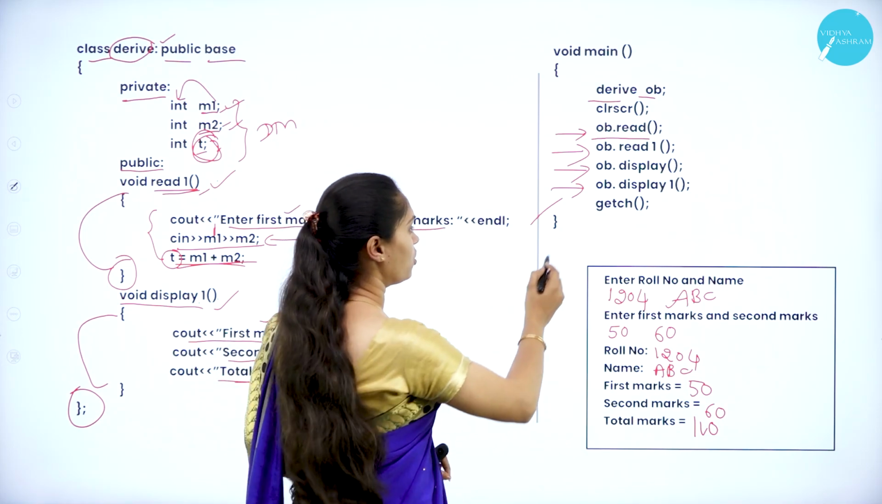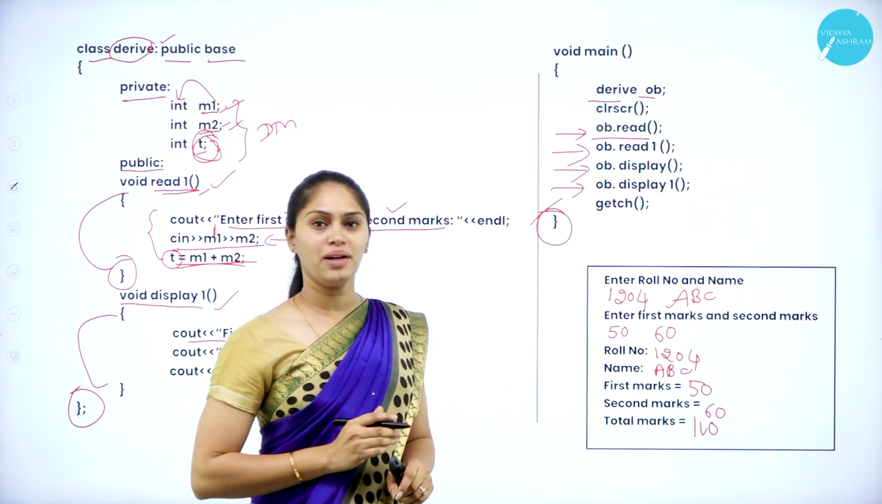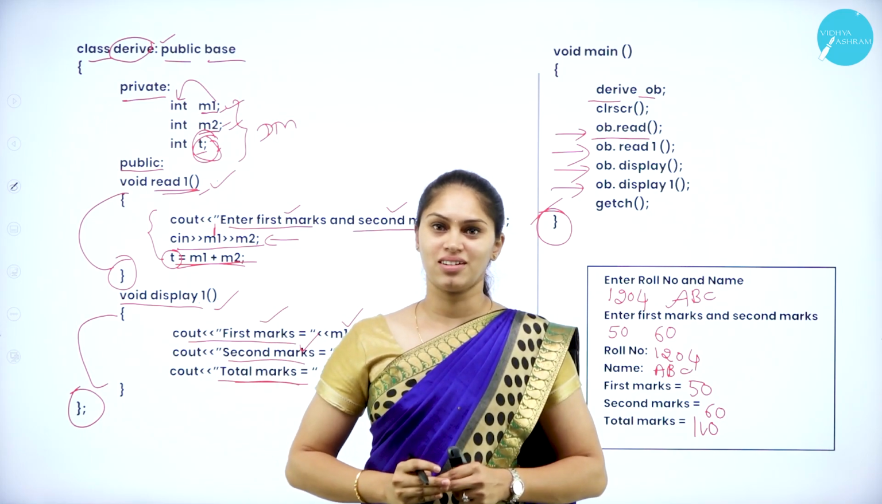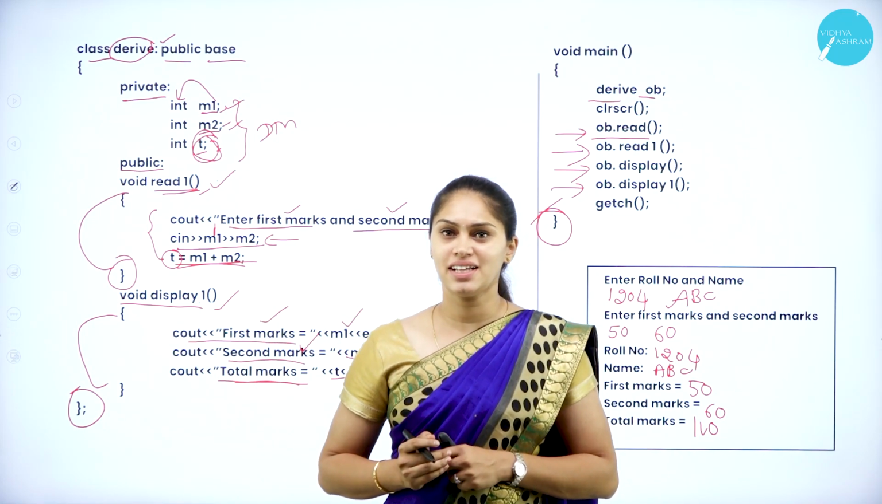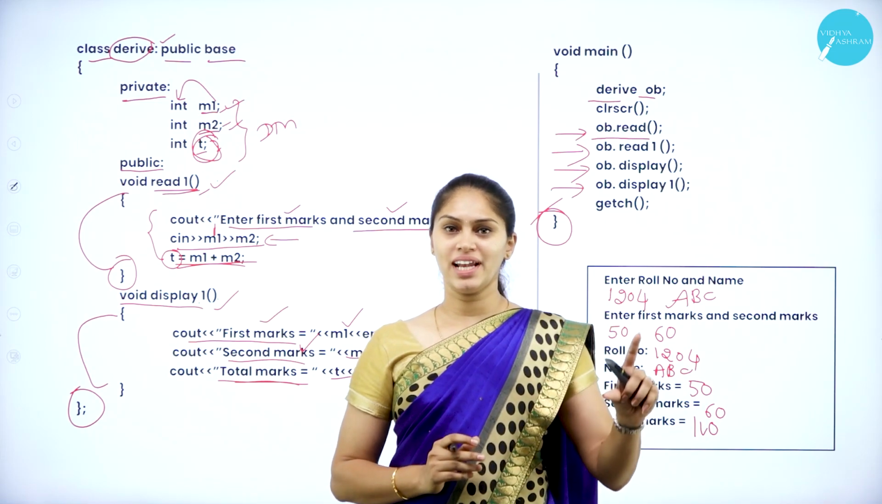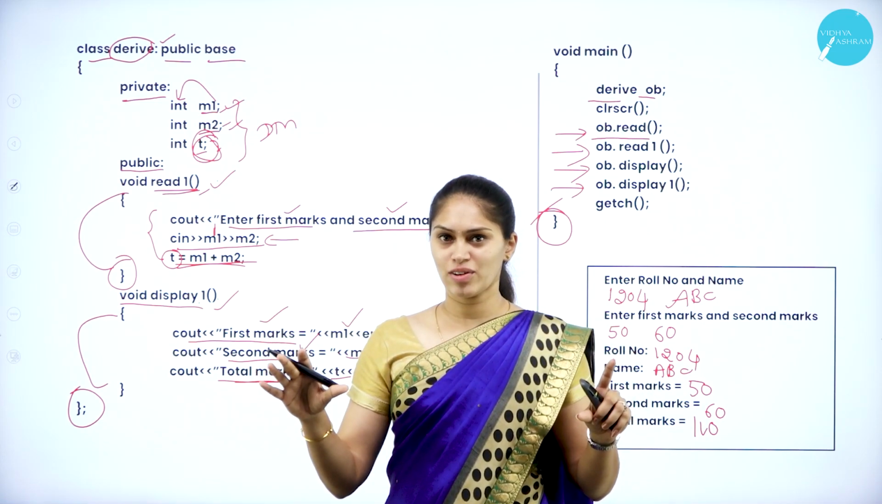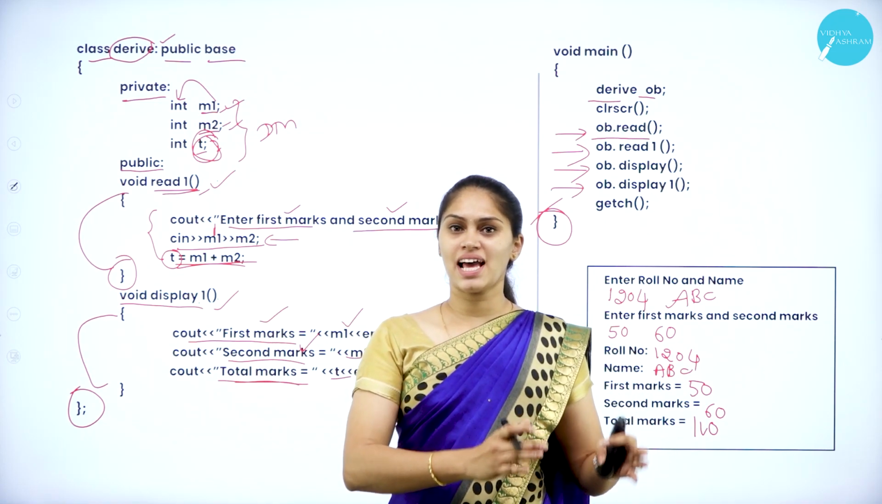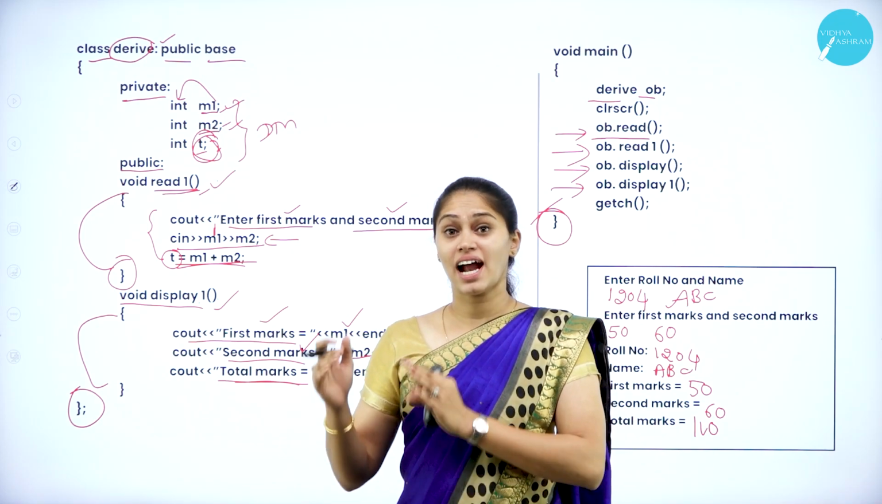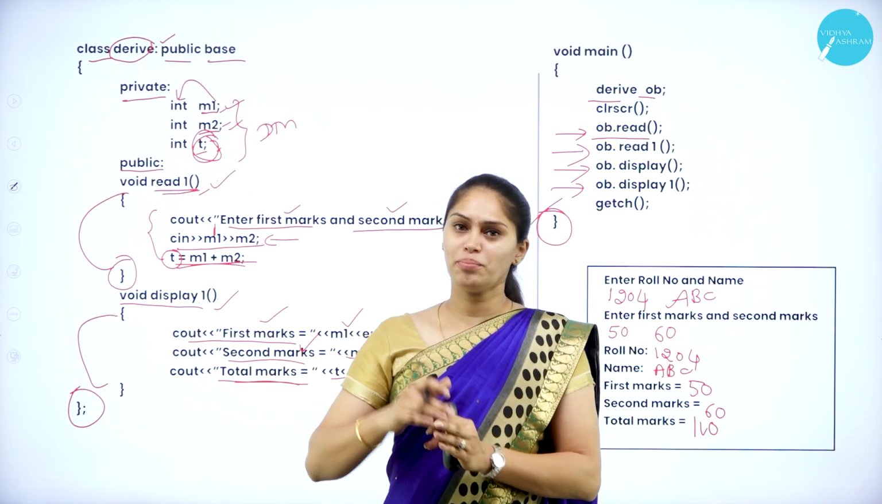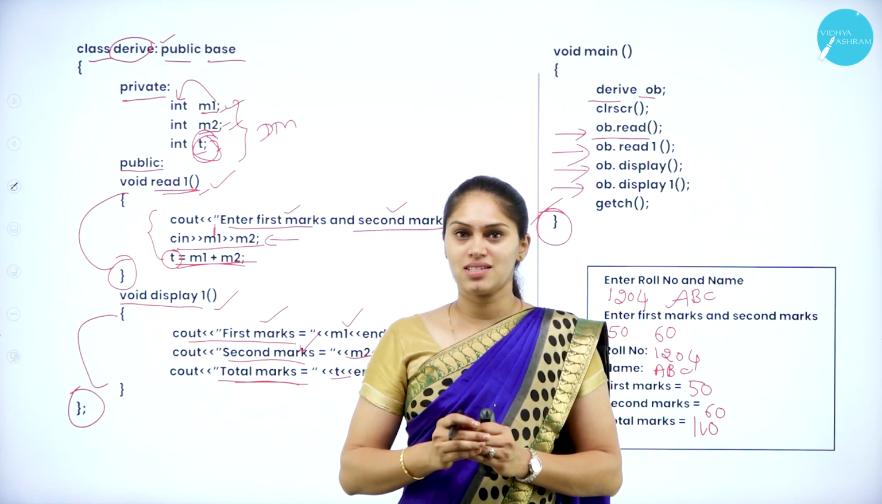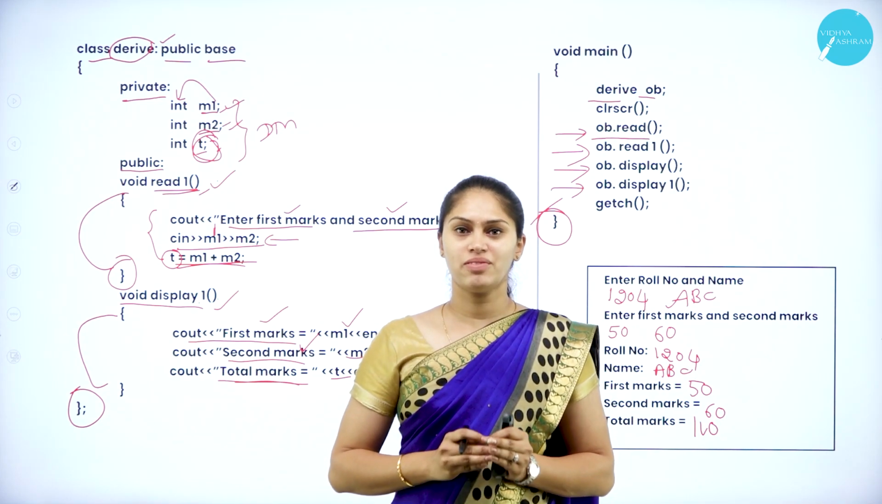After that, I am going to end the scope of this void main or main function. This is how single inheritance is going to work. I have only one base class and only one derived class. So the content of the base class will be copied to the derived class, and the derived class can also have its own properties or behaviors. So this is how single inheritance is going to work.